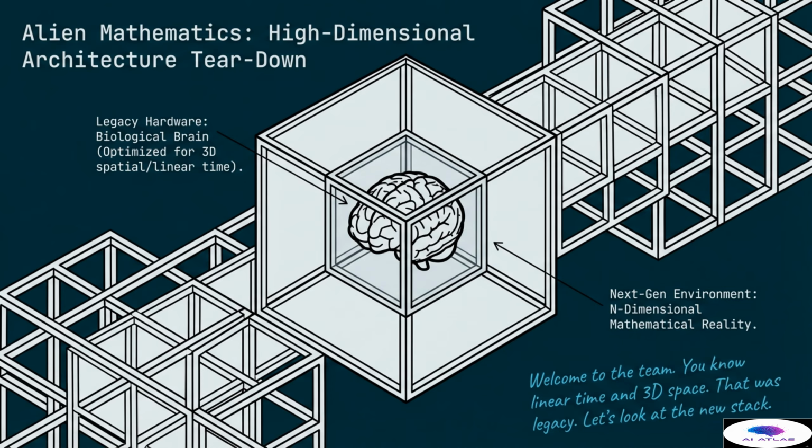The image shows a human brain encased within a nested cube structure, illustrating how our cognition is trapped within limited spatial dimensions. Beyond this lies an infinite stack of cubes representing n-dimensional space. We are moving from a world we can visualize to one we can only process through advanced computation. This journey requires us to look at the new stack of technology that allows us to interface with realities that exist far beyond our natural senses. We are moving past linear time into a realm where variables interact in ways that no human mind can naturally simulate. Welcome to the team as we explore these high-dimensional architectures.